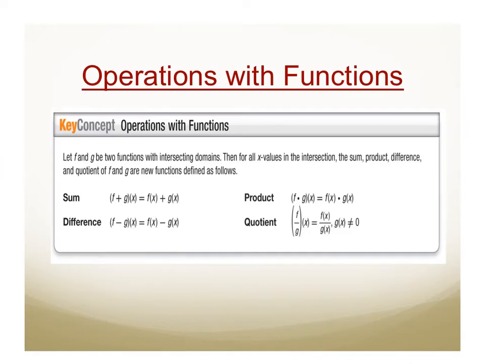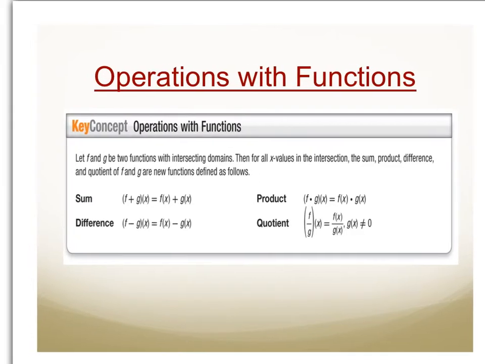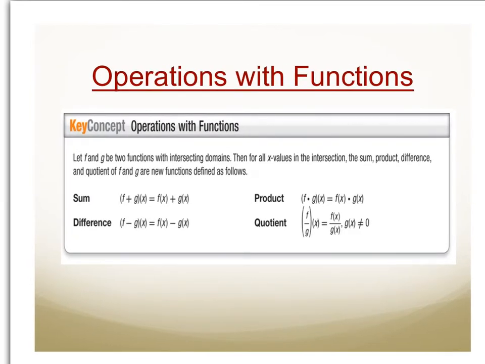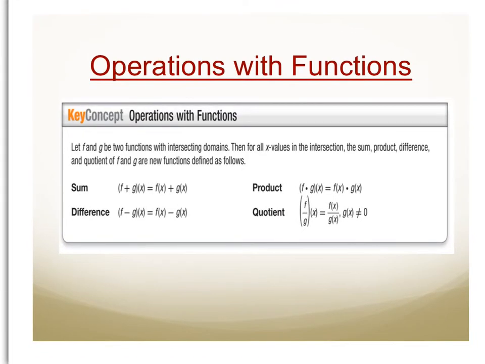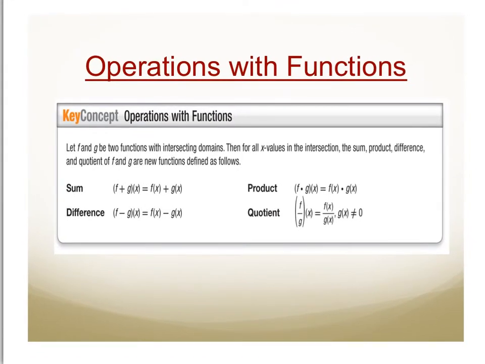In the definition of operations with functions, it states that we need to let f and g be two functions with intersecting domains. Okay, so f and g are going to have intersecting domains, and then for all x values in the intersection, the sum, product, difference, and quotient of f and g are new functions defined as follows. Okay, if we're going to write out the sum of a function, you might see it referred to in two different ways. You have f plus g of x is equal to f of x plus g of x.